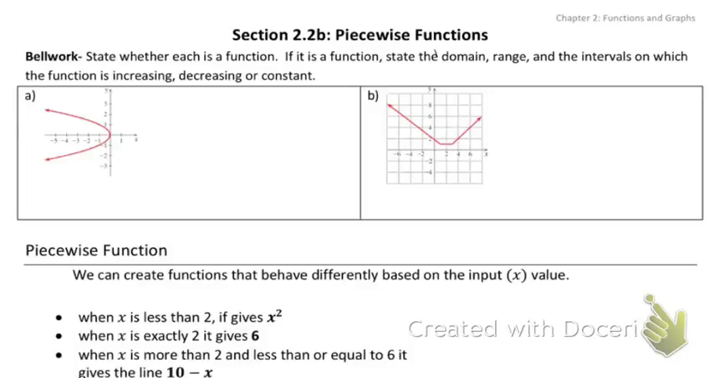All right, let's go through these two, A and B. You shouldn't have done too much work for A because we read the directions. It says state whether it's a function. If it is a function, state the domain, range, and intervals on which it's increasing, decreasing, or constant. So you should have looked at that first one and just used the vertical line test and said, hey, it hits at 2 points. So it's not a function, so you don't have to do anything else.